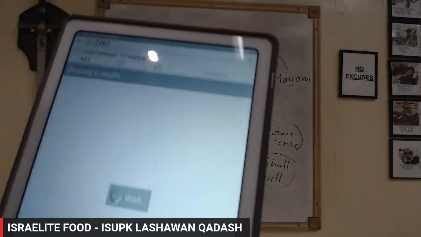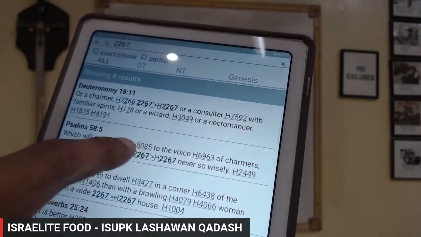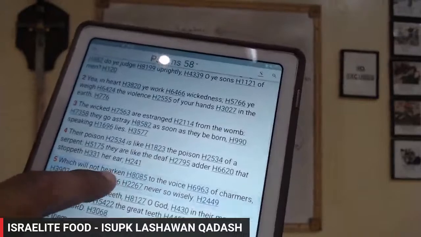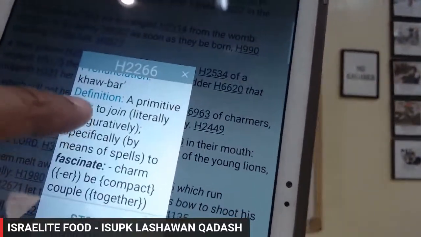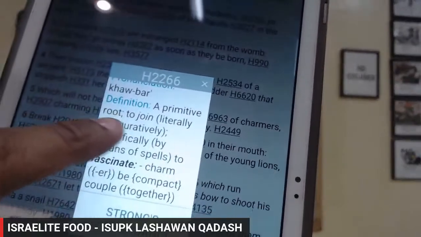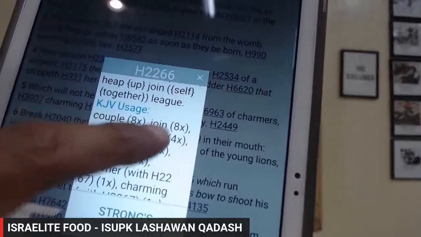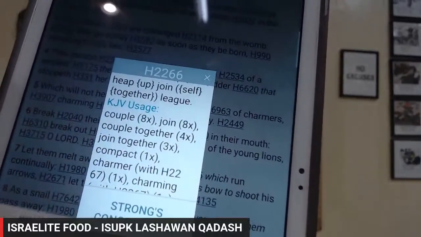2267. And it says trauma. Okay. There we go. Kabar. A primitive root to join. Okay, so it means to join. Literally, figuratively, specifically, it means to spell. King James Version says couple, join together, couple together, join together.